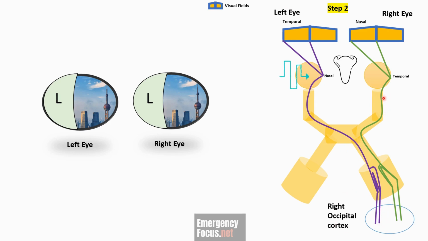On the other side, we have the temporal fibers of the optic nerve. In this case, they will transmit the information from the nasal visual field of the right eye. All of these, both together, will end up in the right occipital cortex. Very, very simple. What can you see here? L and L. So that means that the left side of the visual field of both eyes, that information will be processed by the right occipital cortex.